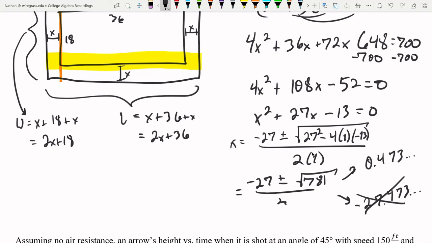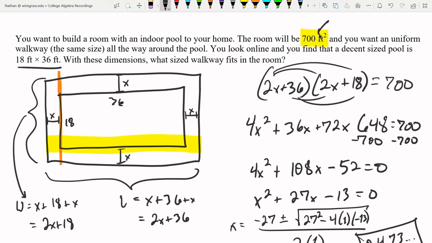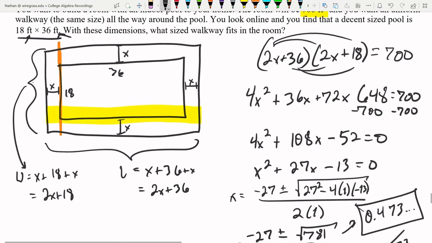And what we find is that the only way that this works is if we have a uniform walkway of 0.473, and the unit of measurement here is feet because we use feet here and feet here. So would you be able to have about half a foot walkway all the way around the pool? No, that's way too small to walk on. So really what this tells you is that you have to either increase the dimensions of the room or decrease the dimensions of the pool, else you're not going to have room enough to walk around.